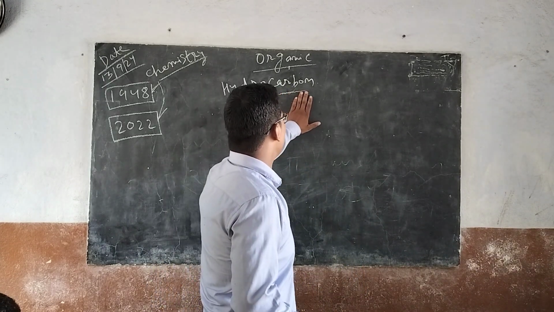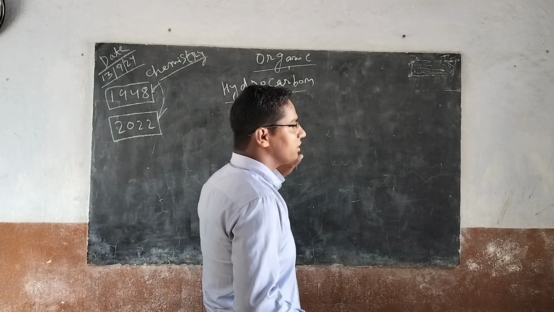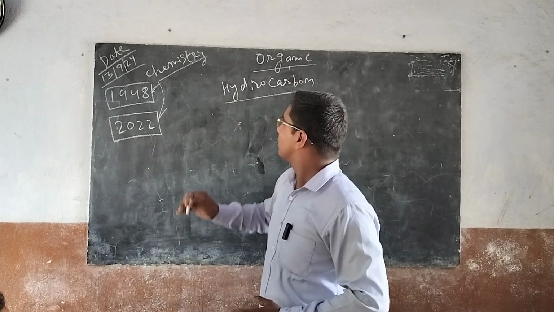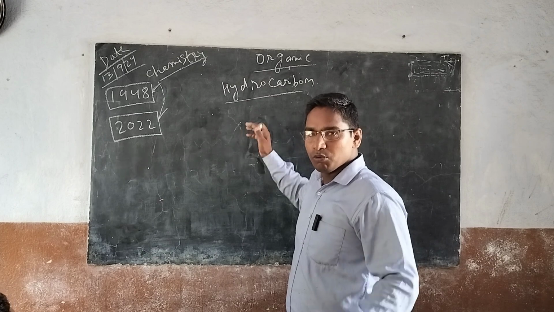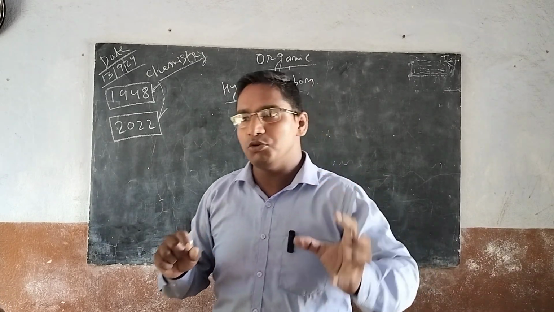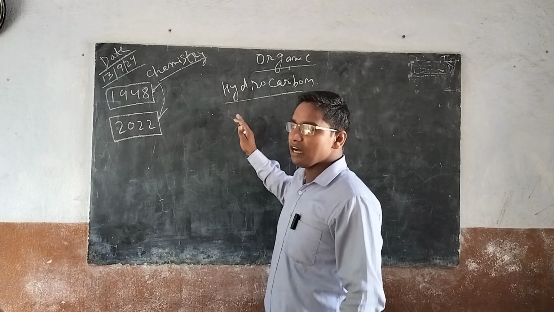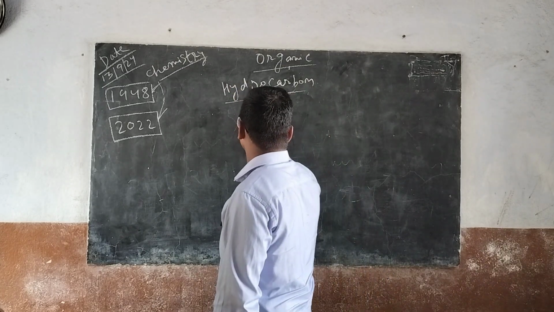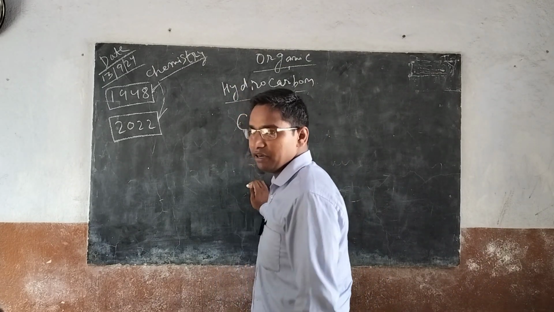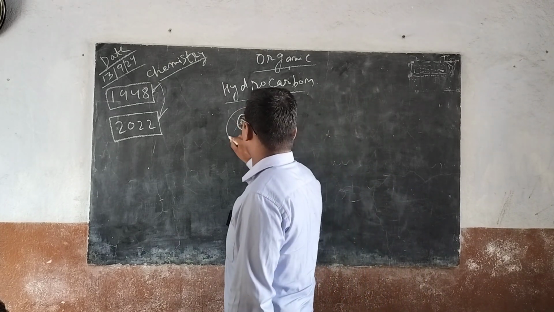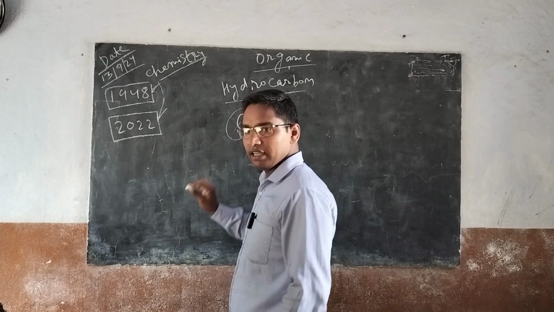So first we have to know about hydrocarbon. We have to know which main elements combine in hydrocarbon, which main elements are always used while forming any organic compound. These are carbon and hydrogen. So first we have to know the characteristics of carbon and hydrogen.